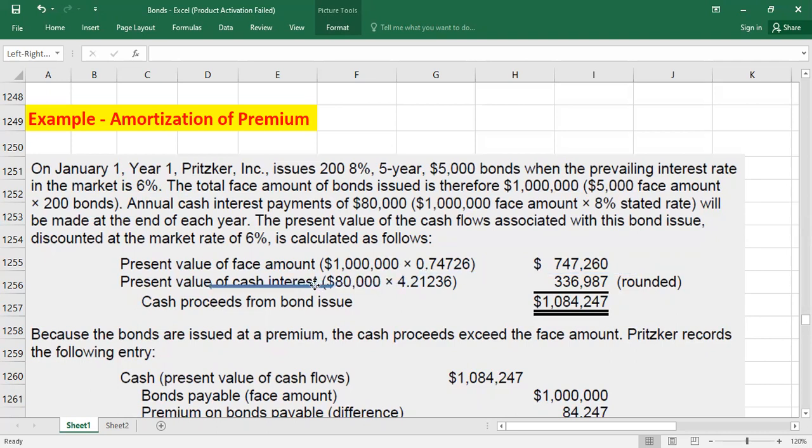Once you multiply it with the face value, you will get the present value of face, which is $747,260. Then secondly, you also need to calculate the present value of cash interest, which is 80,000, the amount of interest per annum. How can you calculate the amount of interest? Interest you will always calculate on the face value, and face value was 1 million multiplied by the stated rate. Don't make a mistake here, interest you will always calculate at the stated rate. If you multiply 1 million times 8%, this will give you interest of 80,000 per annum.